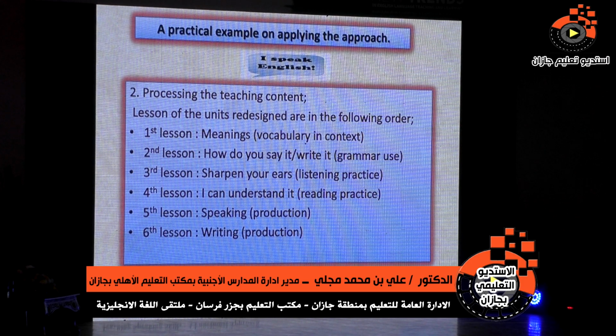So this is my own point of view, I suggest to reorder the lessons according to this order. First one, we should start with meanings. We should present our students with the necessary vocabulary in context, not isolated vocabulary.